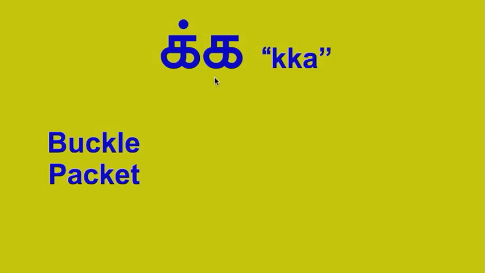Next, if the letter ka follows the ik, then it's ikka, and just like in the previous lessons, we have to stress this first k sound. So I'm going to say these English words in a slightly artificial way to stress that first K sound. Buckle, buckle. The word is buckle, but I'm just pronouncing it as if we were to write it using these Tamil letters. And the word packet will be said packet, packet. So ikka.